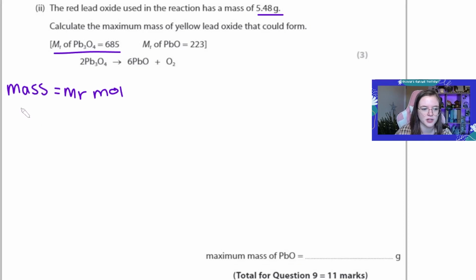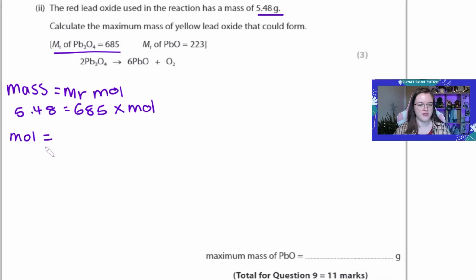So, mass, we know that's 5.48. That's the mass of red lead oxide, which is this one here. The Mr is 685 times the number of moles. And then moles is equal to 5.48 divided by 685. And that is 8 times 10 to the power minus 3.